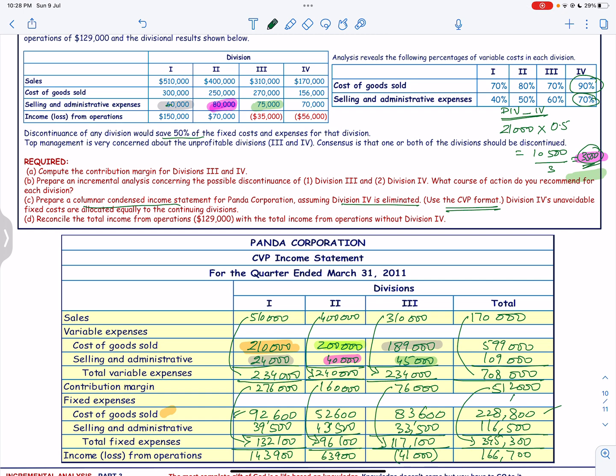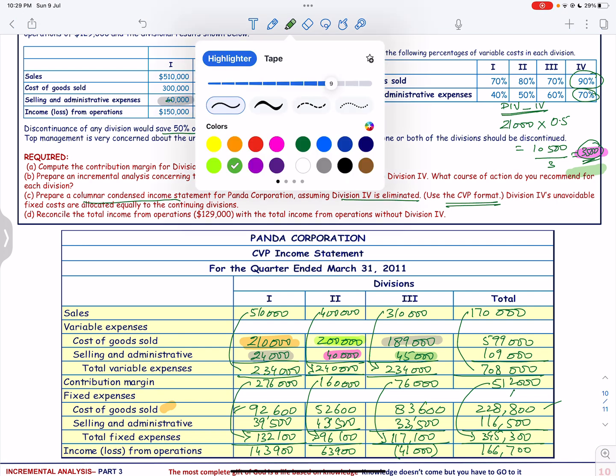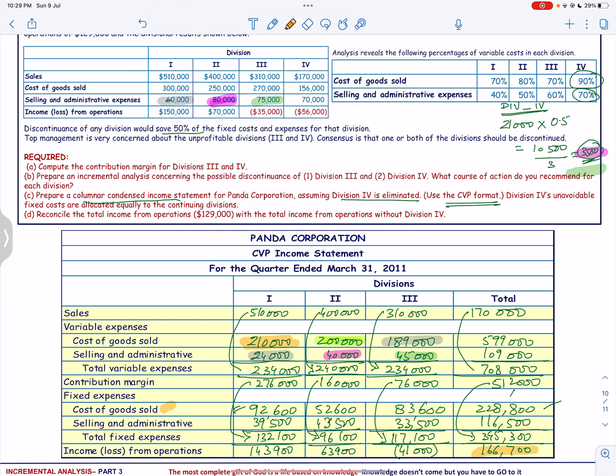And now they say reconcile. So first of all, if you look over here, you can see the income from operations with division 4 of 135 that was given, plus the incremental income of 37,700 from eliminating division 4, this is equal to 166,700.